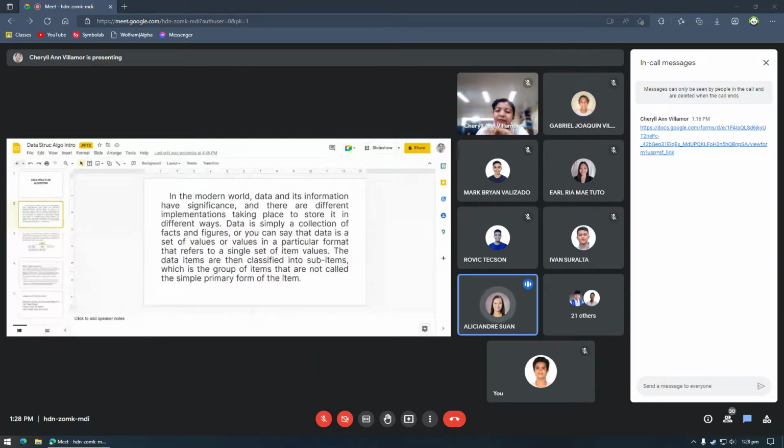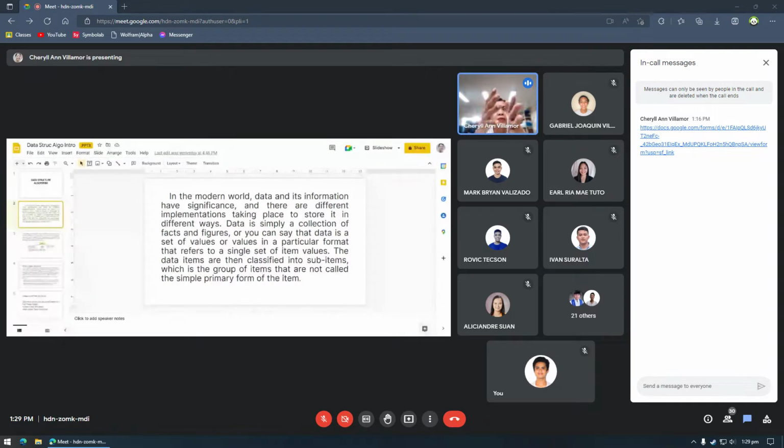Data are raw facts, ma'am, while information is data with context. Okay, so Suwan said that data is raw facts and information has context. This is correct, as Sir Alta and Suwan said. Data is a collection of facts, and information is the one that puts those facts into context.